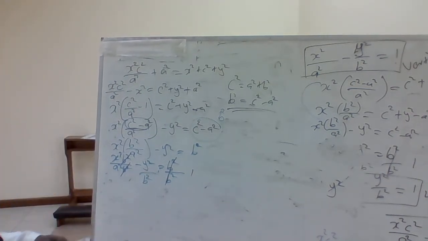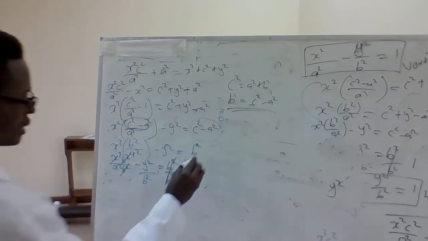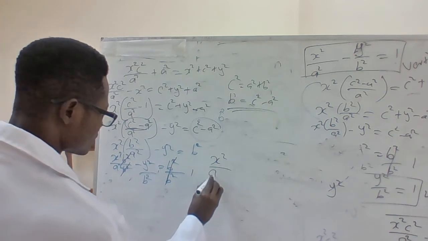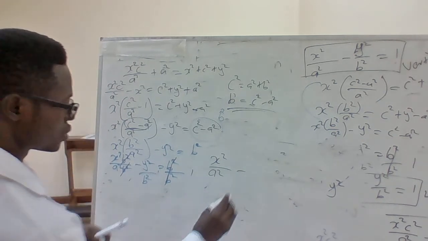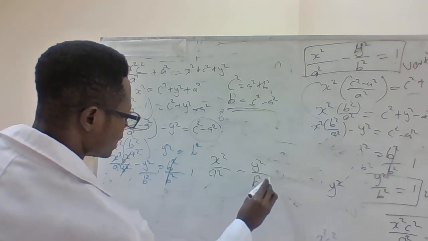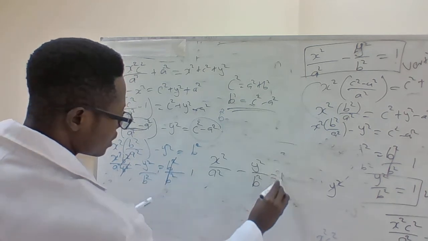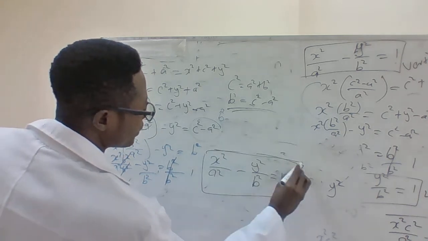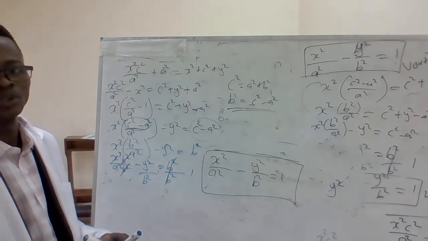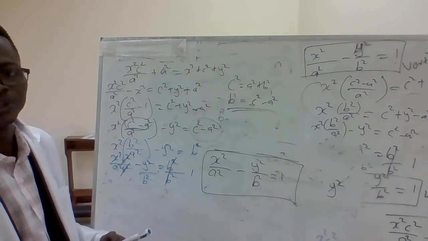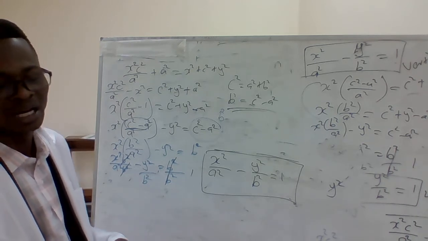If we notice, what are we left with? x squared all over a squared minus y squared all over b squared is equals to 1, which is the standard equation of a hyperbola opening horizontally. The standard form of the horizontal hyperbola.